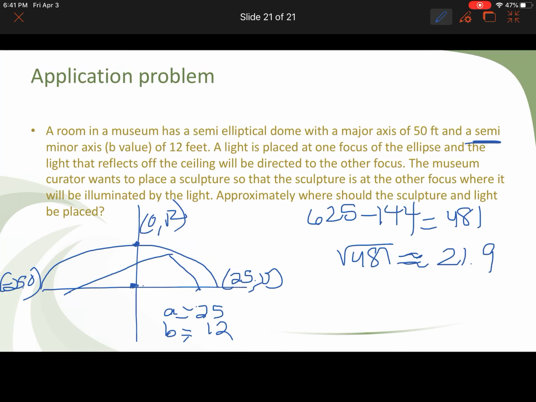So that means that we want the distance from the center of the room to the light as about 22 feet, right? Or 3 feet from the edge, we could say it either way, right? It's 3 feet from the wall, about 22 feet from the center of the room, and the statue would be the same, 22 feet the other way. All right, so those are ellipses and a few of the ways that we use ellipses. Thanks. We'll see you in class.